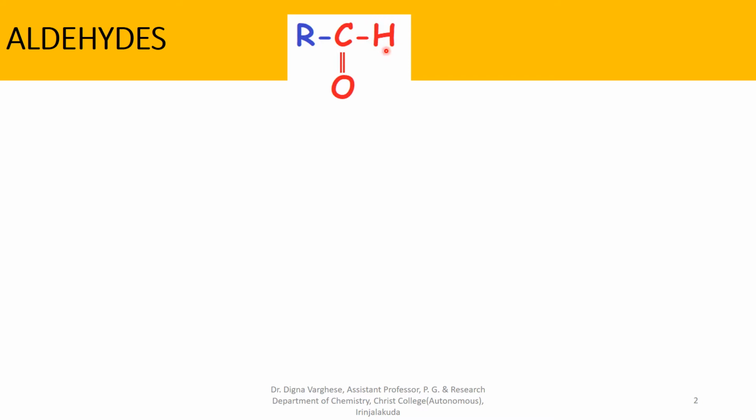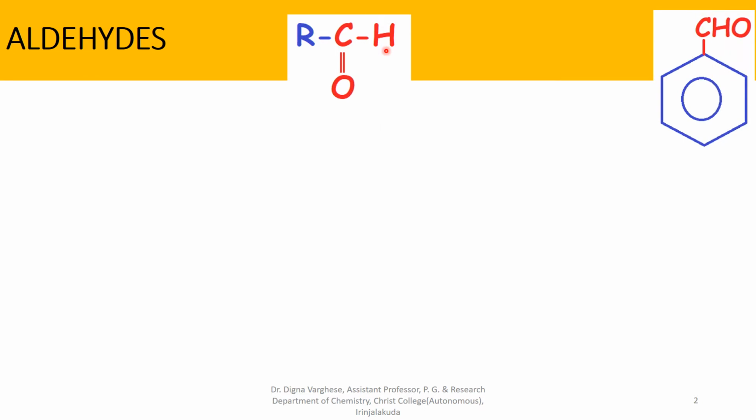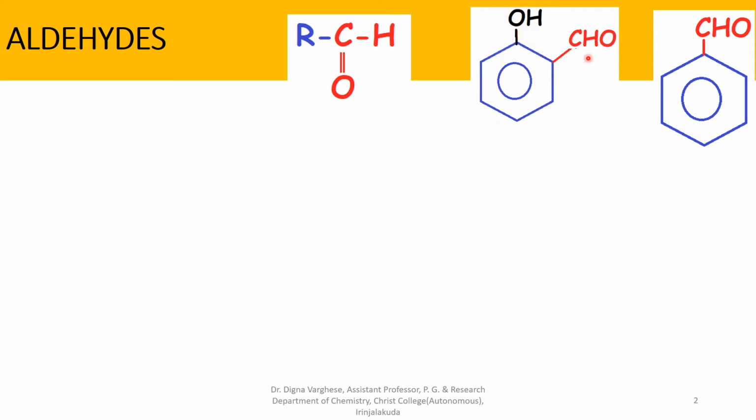Some of the most important and familiar aldehydes are represented here. You can see here the R group is a benzene ring or phenyl group, so it is known as benzaldehyde. Here you can see the aldehyde group is attached at the ortho position to the hydroxyl group, so it is ortho-hydroxy benzaldehyde. Okay, it is otherwise known as salicylaldehyde.